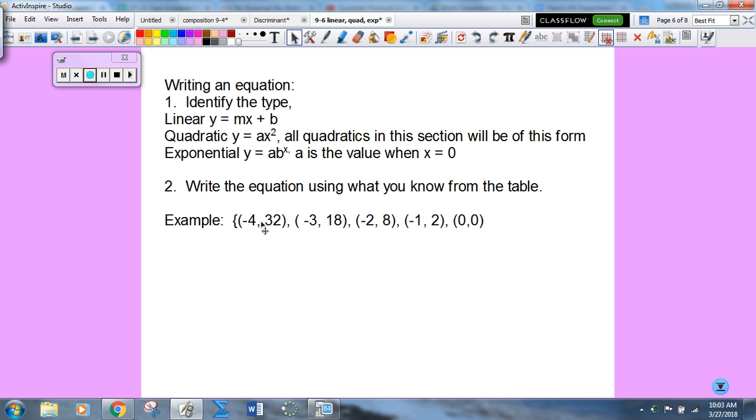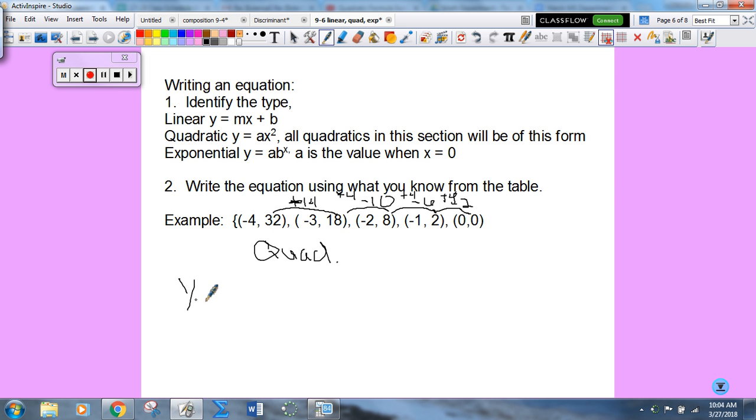So, if we look at this, x goes by 1. 32 to 18, I subtracted 14. 18 to 8, I subtracted 10. 8 to 2, I subtracted 6. 2 to 0, I subtracted 2. Second difference, -14 to -10, I added 4. -10 to -6, I added 4. -6 to -2, I added 4. Therefore, I know it's quadratic.